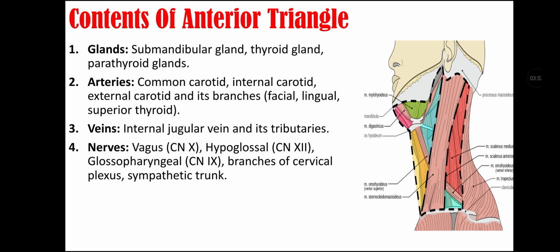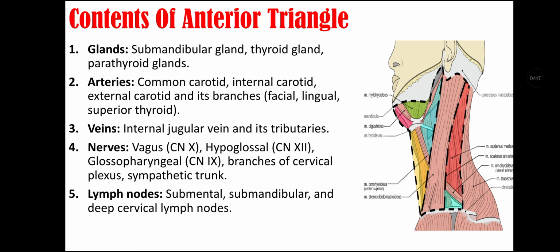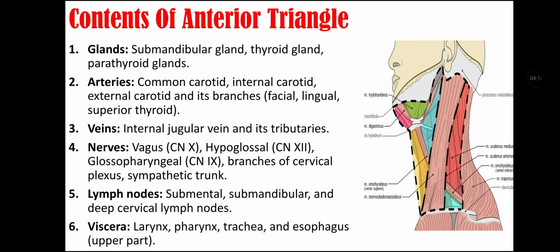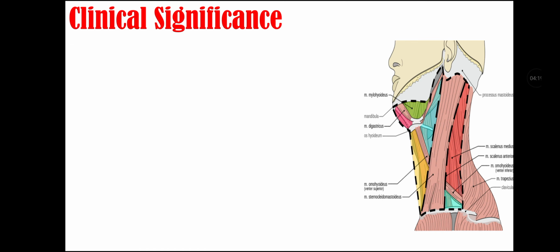Fourth content of the anterior triangle is nerves, which include the vagus nerve, that is the 10th cranial nerve, the hypoglossal nerve, that is the 12th cranial nerve, and the glossopharyngeal nerve, that is the 9th cranial nerve. And also there are branches of the cervical plexus and sympathetic trunk. Fifth content of the anterior triangle is lymph nodes, which include submental, submandibular, and deep cervical lymph nodes. Sixth content is viscera, which include the larynx, pharynx, trachea, and esophagus.